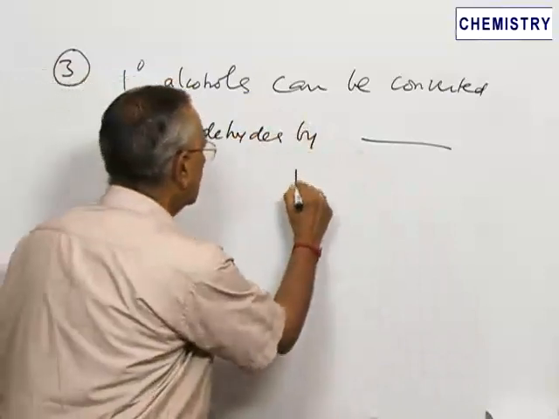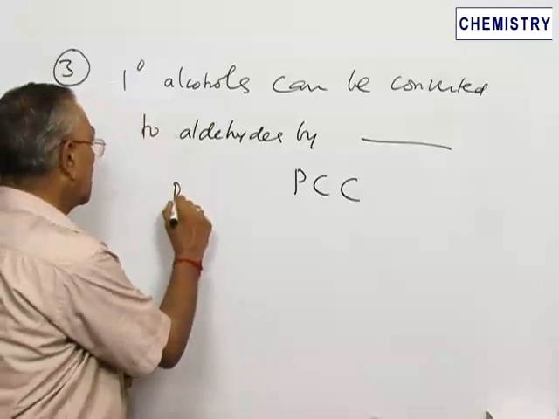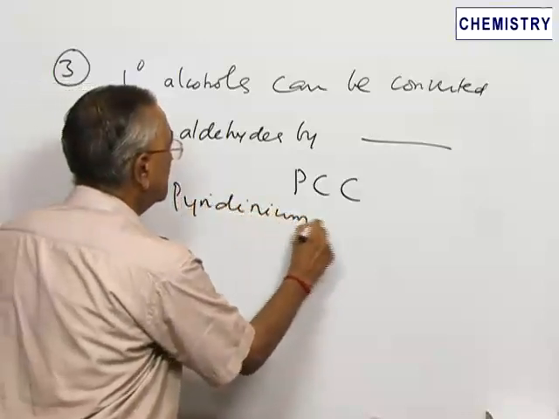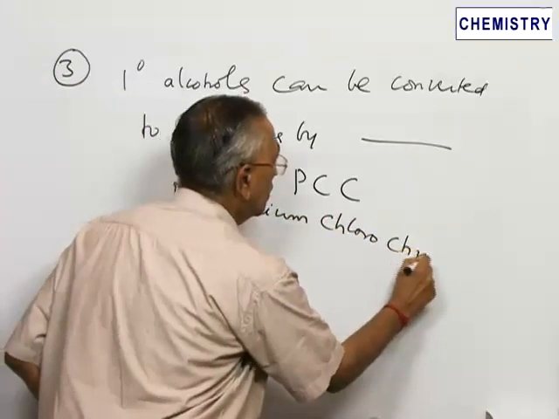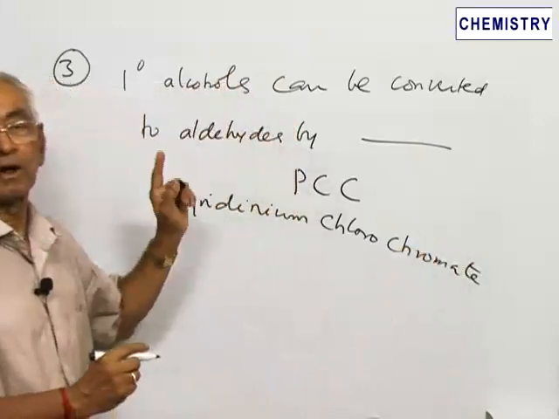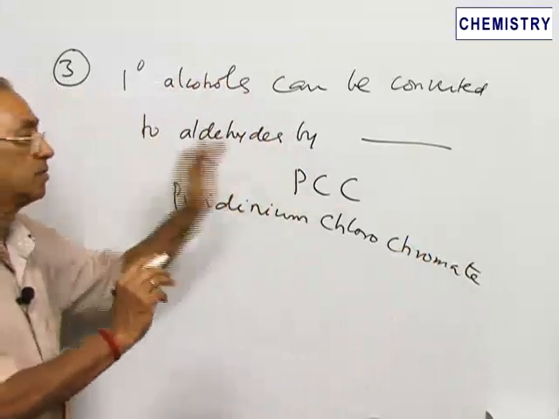One particular reagent is known as PCC. PCC stands for pyridinium chlorochromate. This is a very specific reagent. PCC is known as pyridinium chlorochromate. This is a reagent that is used with primary alcohols. It will proceed to the aldehyde and the reaction doesn't proceed further.